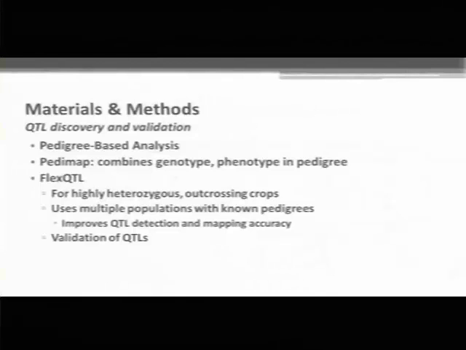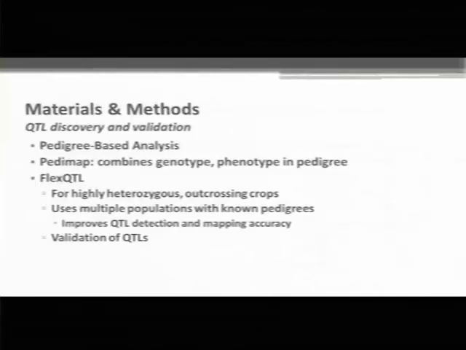We do this through two different software, PediMap and FlexQTL. PediMap was where that pedigree and crossing diagram I showed you earlier came from. It's good for making pedigrees in highly heterozygous and outcrossing crops, which is sort of rose in a nutshell. And you can also combine genotypic and phenotypic data in that same pedigree, so you can trace alleles and even individual markers or haplotypes all the way through the pedigree.